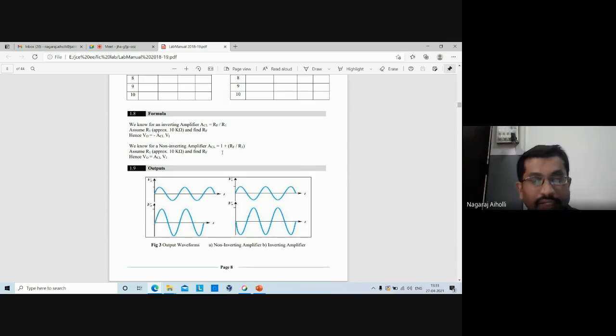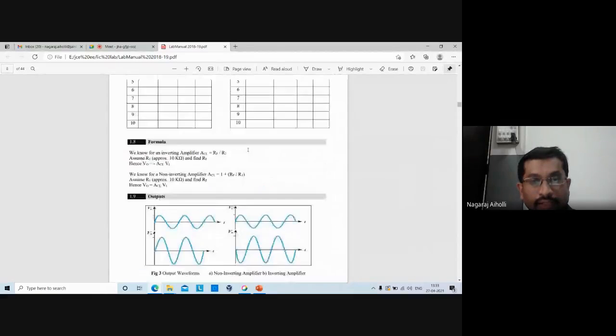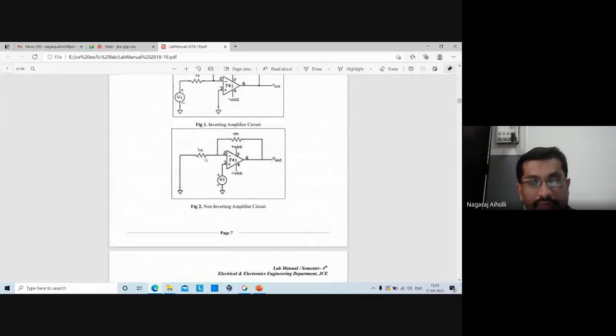The gain of this non-inverting amplifier is given by ACL is equal to 1 plus RF by R1, or 1 plus RF by Rin. RF is the feedback resistance, R1 is the input resistance. So 1 plus RF by Rin, that gives the gain of the non-inverting amplifier circuit.